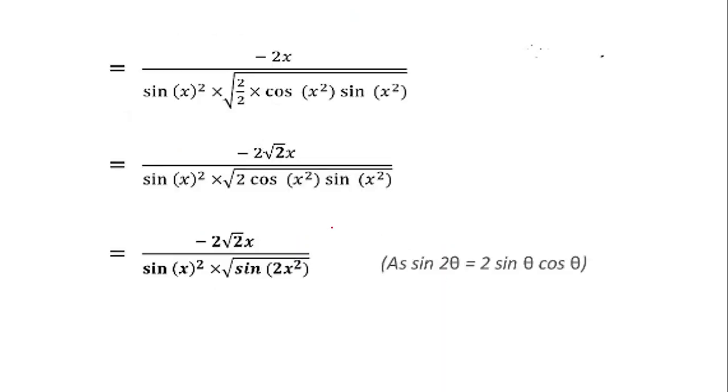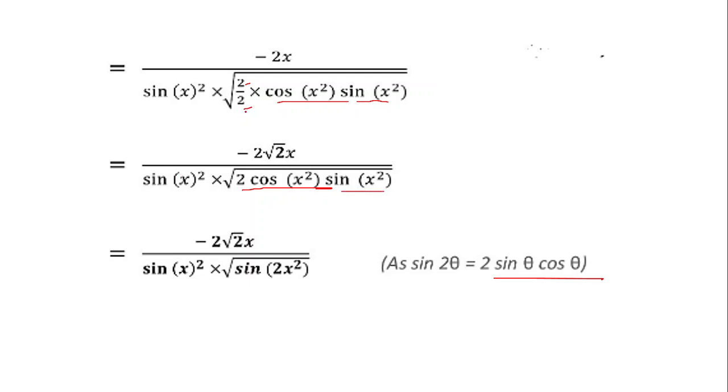Now I will multiply and divide by 2. Why? I need to make it in the form of 2 sin theta into cos theta. So it becomes 2 by 2 into cos of x square into sin of x square. Here you can see it is sin 2 theta. So I can write it as root of 2 into cos of x square into sine of x square.